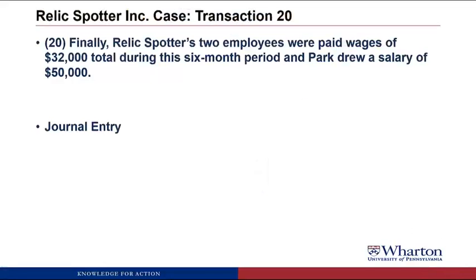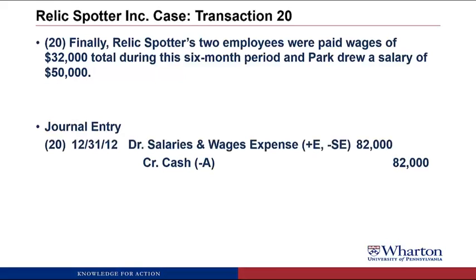Journal entry here, we pay $82,000 in cash. Cash is an asset. We credit cash for $82,000 to reduce our cash balance. Paying our employees is a period cost. So since they work for us, we're going to recognize that as an expense right away. Expenses go up with a debit, so we debit salaries and wages expense for $82,000 to recognize this expense.